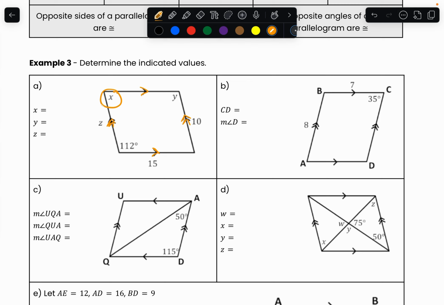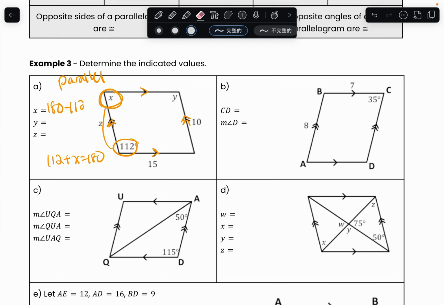And next, if we know it's a parallelogram, then we know consecutive angles, which is this x and this 112 here, are supplementary. So basically, x is equal to 180 minus 112, because we know 112 plus x must equal 180. That's the definition. So we know these two must add up to 180. So to find my x here, I'll just do 180 minus 112, and this will give me my answer here as 68.